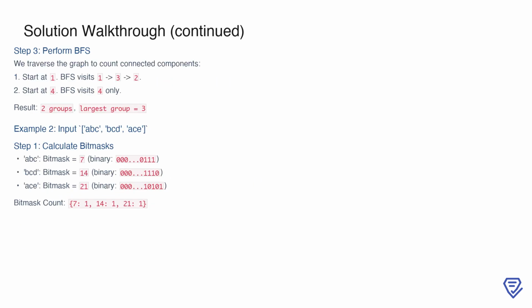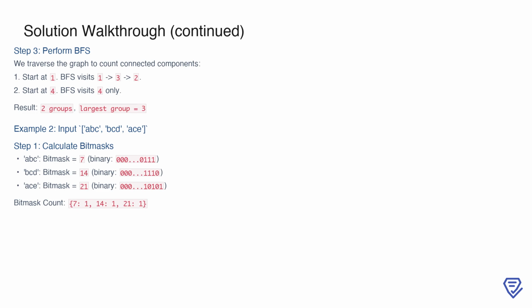To determine the groups of connected words, we perform a breadth-first search, or BFS, on the graph. Starting with the bitmask 1, which represents A, the BFS explores its neighbors, visiting nodes 1, 3, and 2. This forms one connected component with a size of 3. Then, starting at the bitmask 4, which represents C, the BFS visits only node 4, forming a separate group of size 1. This results in 2 groups in total, with the largest group containing 3 words.